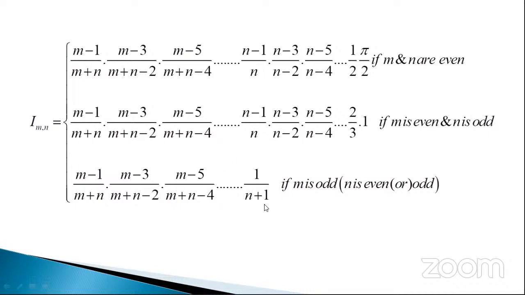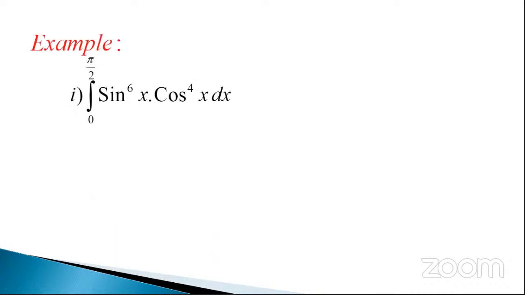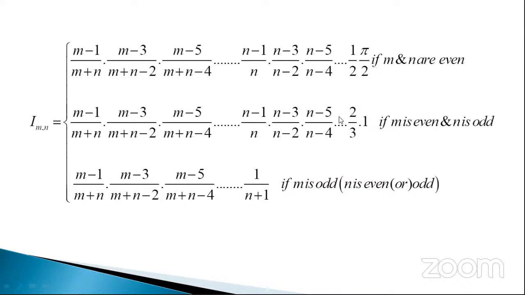Some steps are easy. Now, let us solve some problems. How to solve it? The first one: integral over 0 to pi by 2 of sine to the power of 6 x into cos to the power of 4 x dx. Here both are even powers. Both are even, so you can apply this formula. M minus 1 by m plus n.